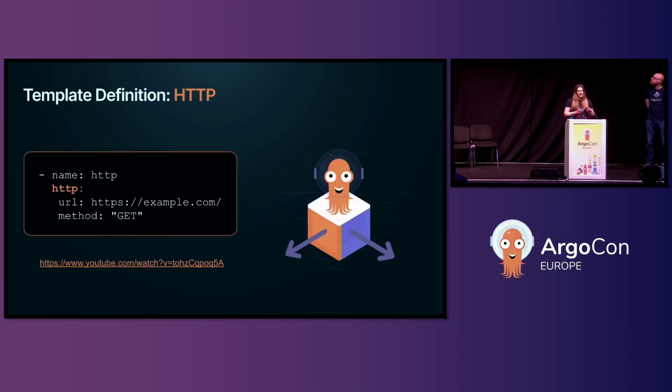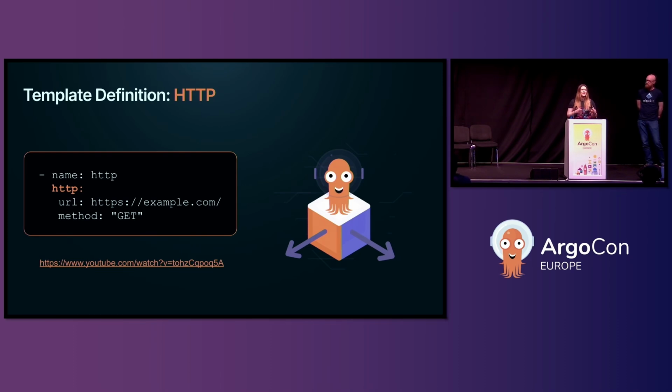The HTTP template is useful when we want to communicate out to third-party systems. This template type allows us to execute HTTP requests and capture the response. The body of the request is automatically exported into that result variable that we mentioned earlier, and that means, again, we can use it in later steps.